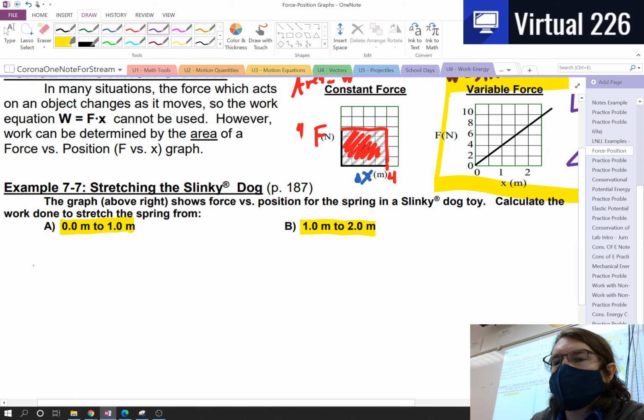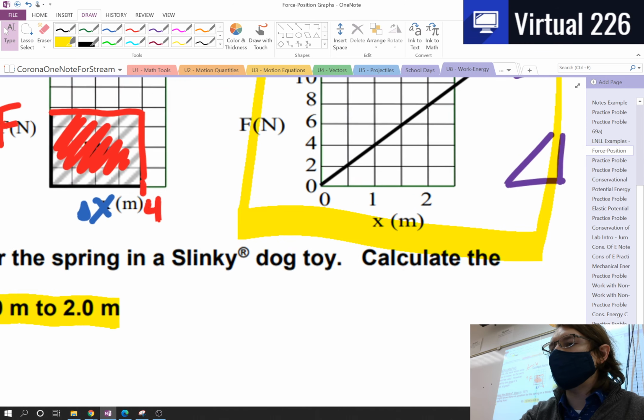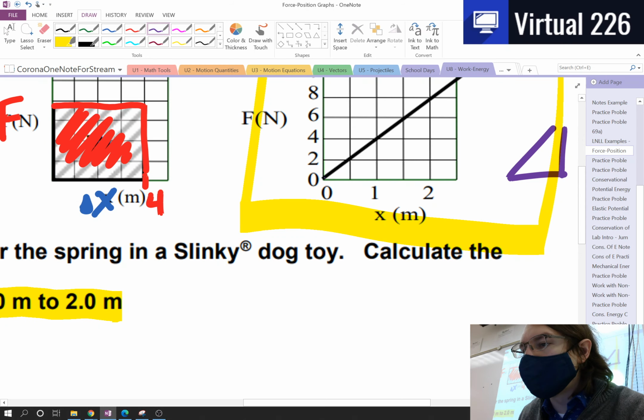So if we're just looking for work here, the big thing to recognize is that work is just the area. We're basically asking, what is the area of this graph from 0 to 1 meter under the curve? So what is the area of this purple segment?